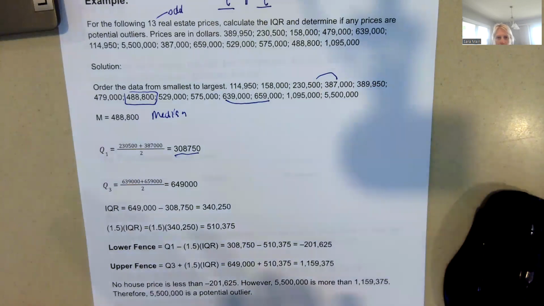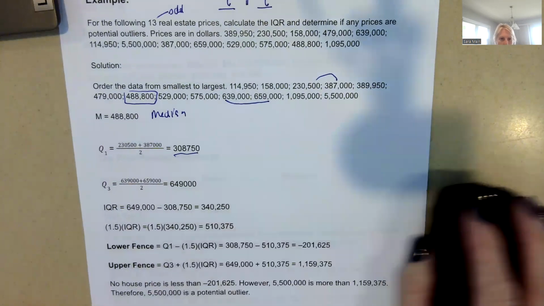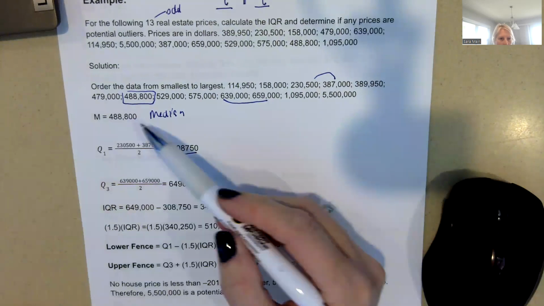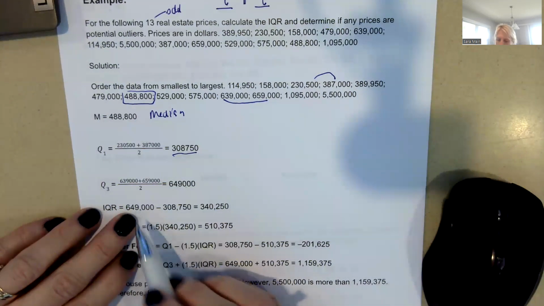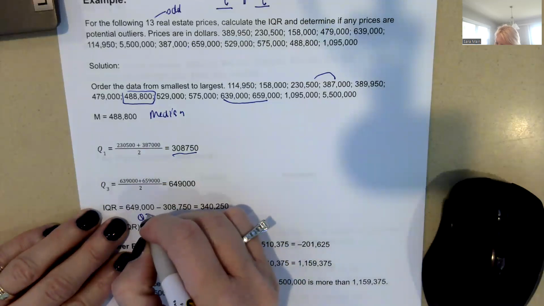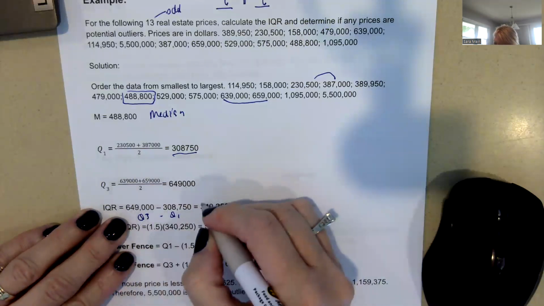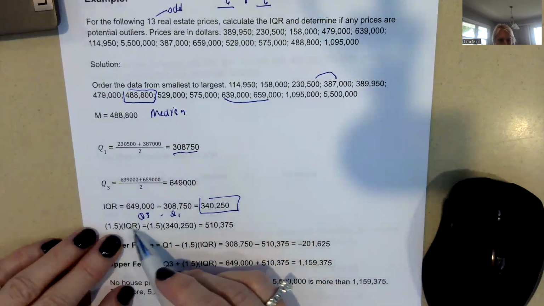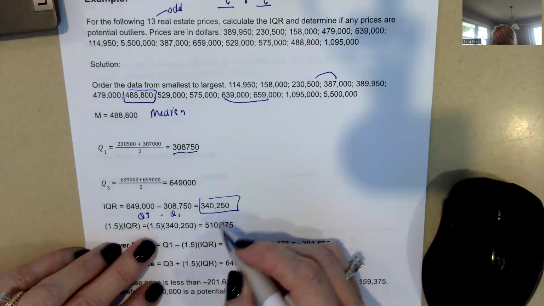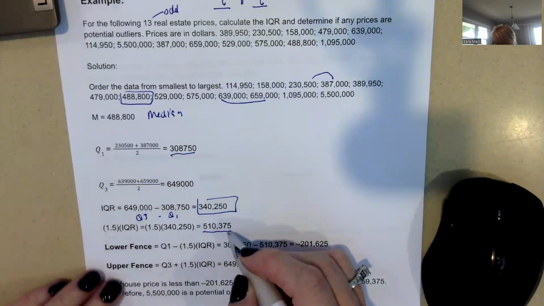Actually, the next data set we'll do in Desmos. I already have that in for you. So once we know the median, the Q1 and the Q3, we can calculate the IQR. So the IQR is the Q3 value minus the Q1. So this is our IQR. And then if we want to take 1.5 times the IQR, we get this value here, 510,375.